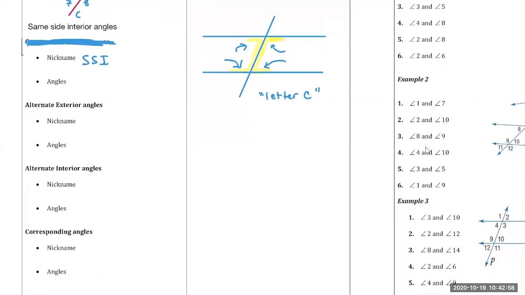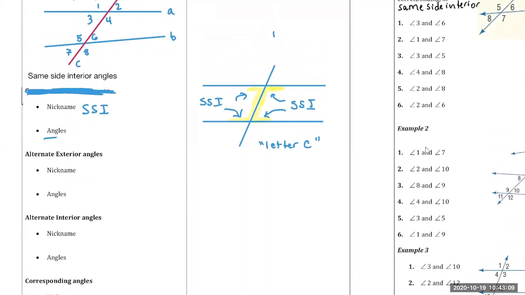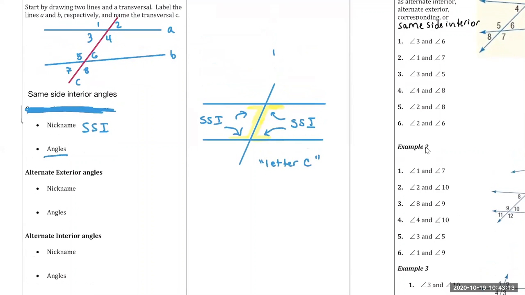All right, so over on the right, can you guys go ahead and label this? This is a set of SSI angles, and this is another set of SSI angles. For the section where it says angles, we're going to list out the angles above that are same side interior, and they go in pairs. Okay, so in the chat, can you name one set of same side interior angles in the above picture?